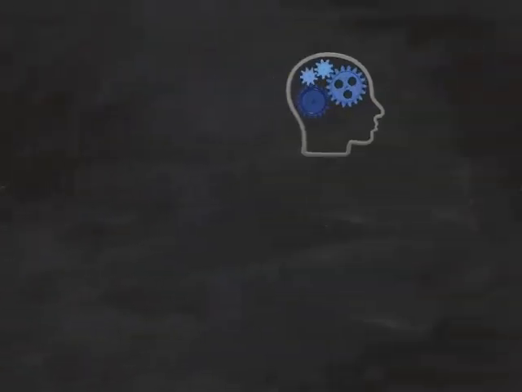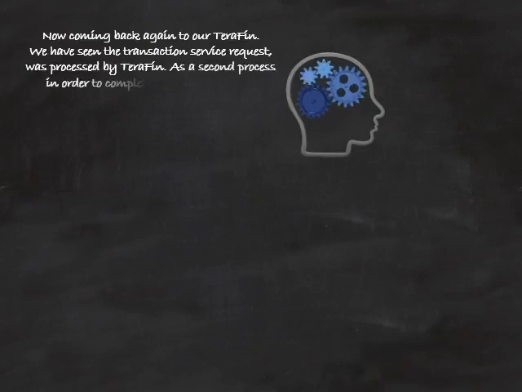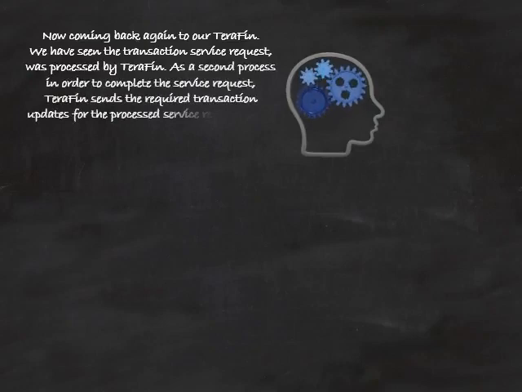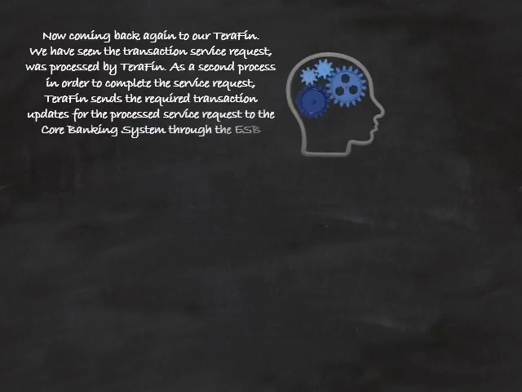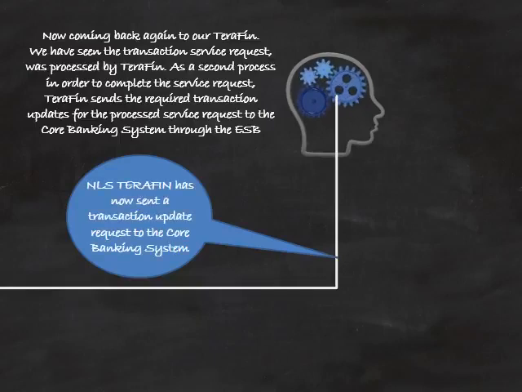Now coming back again to our TeraFin. We have seen the transaction service request was processed by TeraFin. As a second process, in order to complete the service request, TeraFin sends the required transaction updates for the processed service request to the core banking system through the ESB. TeraFin has now sent a transaction update request to the core banking system.